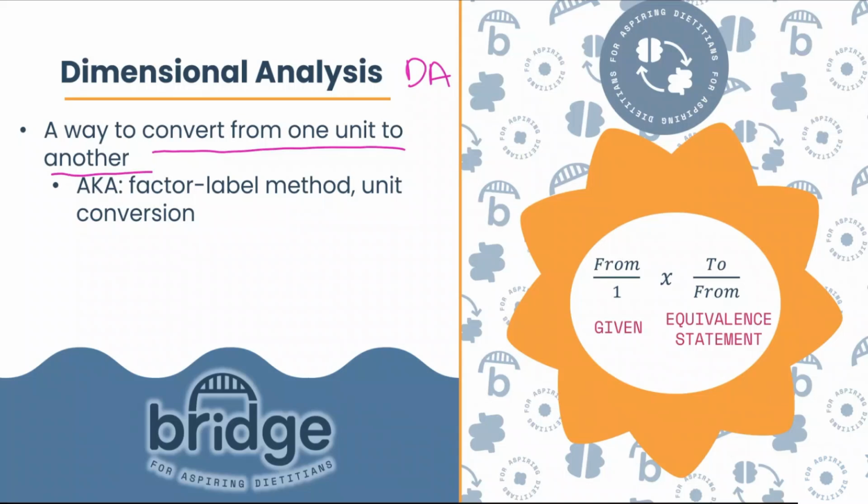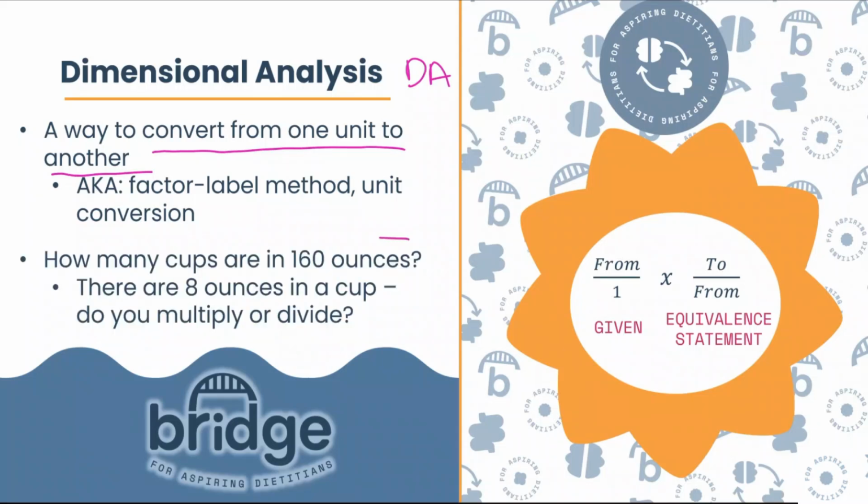To do this, you'll start with something called the given. That's what the problem gives to you to work with. For instance, if you have 160 ounces and want to know how many cups that is, then 160 ounces is your given. To move from ounces to cups, you need to know the relationship between those two units, and that relationship is called an equivalence statement. In this case, the equivalence statement is 1 cup is equal to 8 ounces. Those two values are equal to each other.